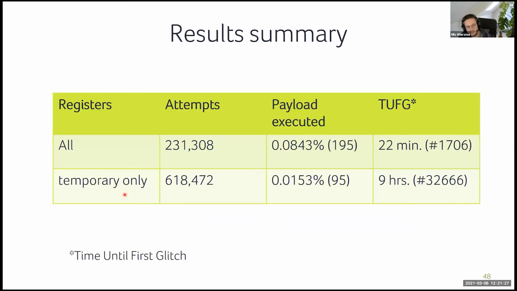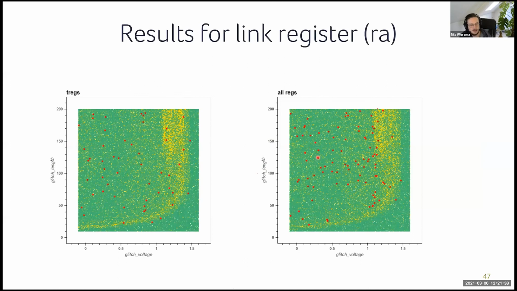Yeah, this is it in numbers. So you see the amount of attempts we did, and a very small percentage of them succeeded. Note that one of the reasons this is a small percentage is because we had a wide range of parameters we tested.